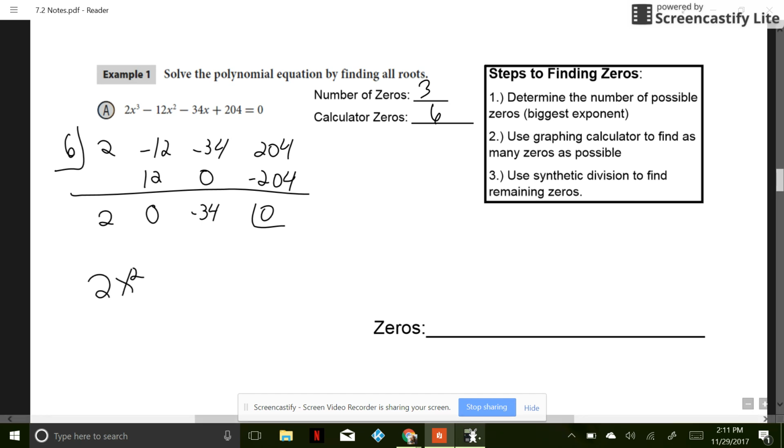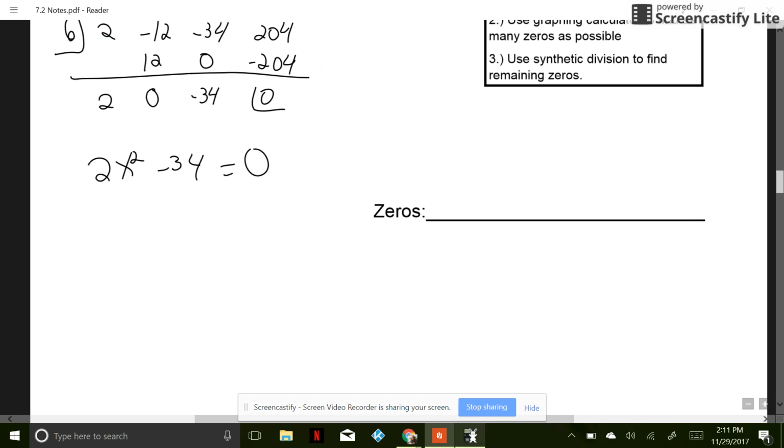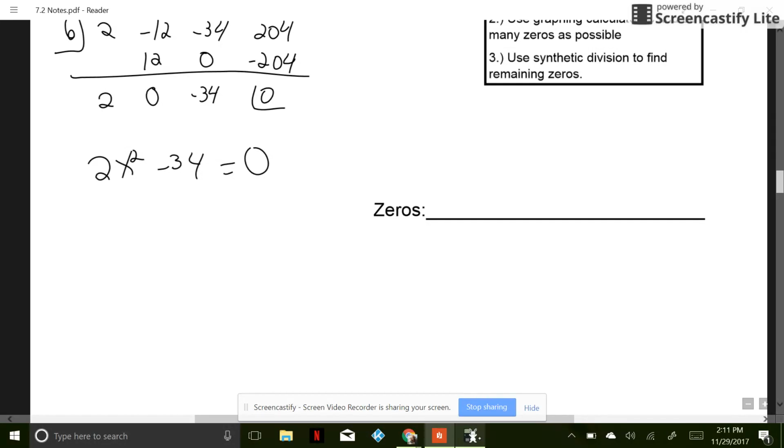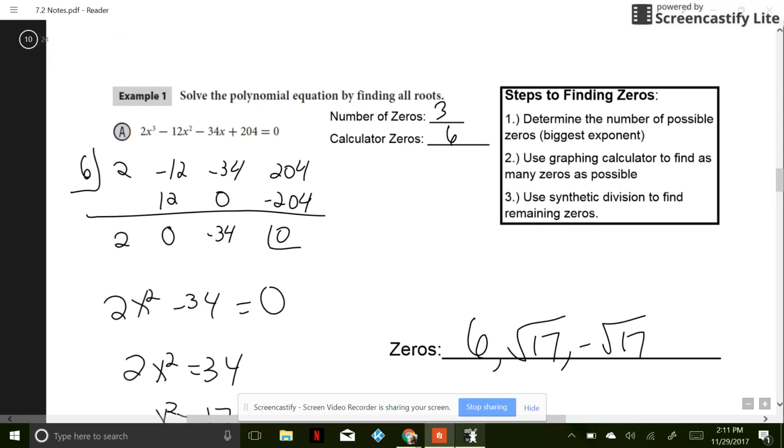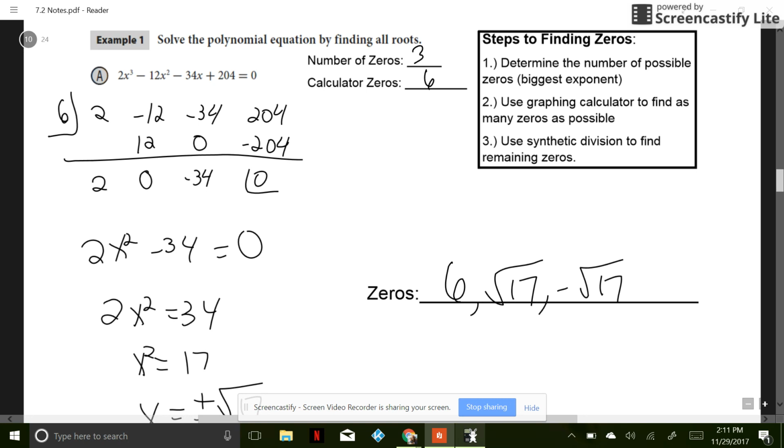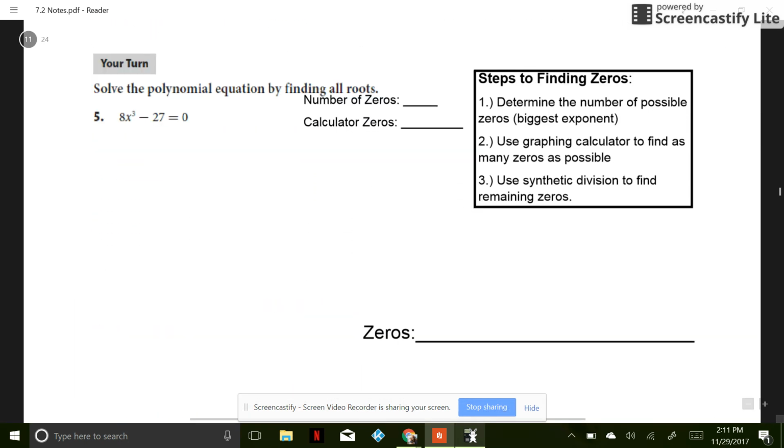So we take what was left and figure out what that is. So that's 2x squared plus 0x minus 34. If we set that equal to 0, we can solve for x squared. So we will add the 34, divide by 2, take the square root, and get x equals plus or minus root 17. So our zeros are going to be at 6, positive root 17, and negative root 17. When we look at how many zeros we're supposed to have, 3, that matches up because that is how many zeros we have.